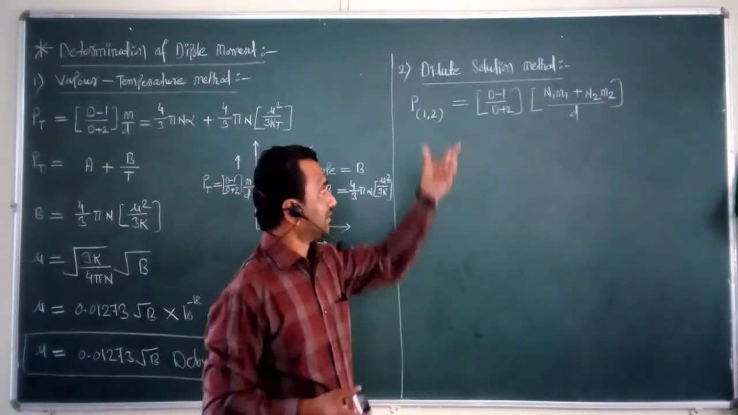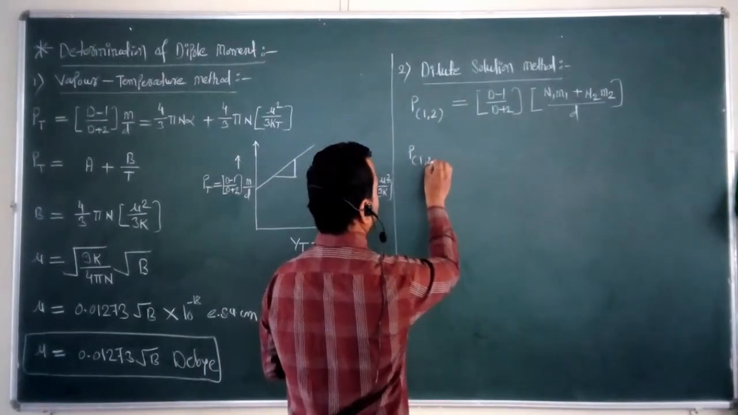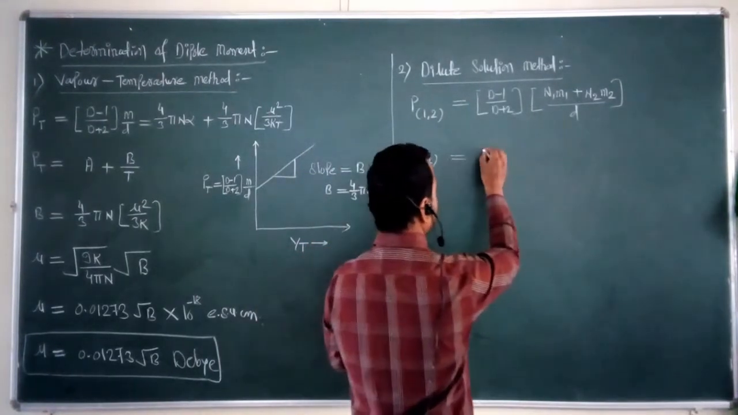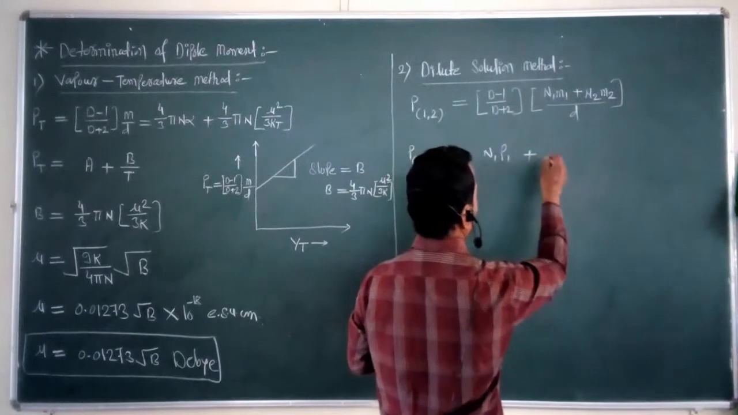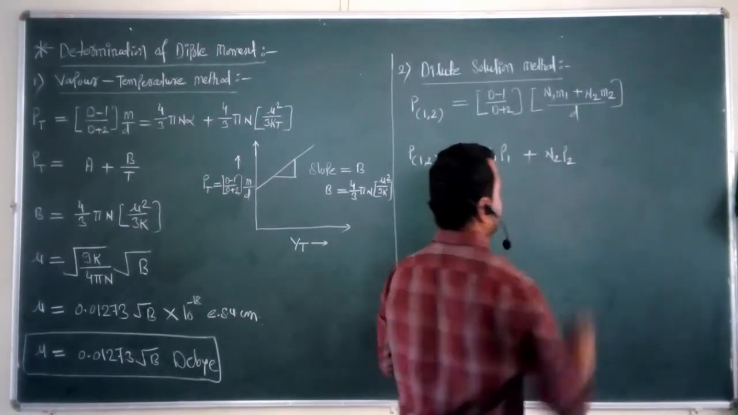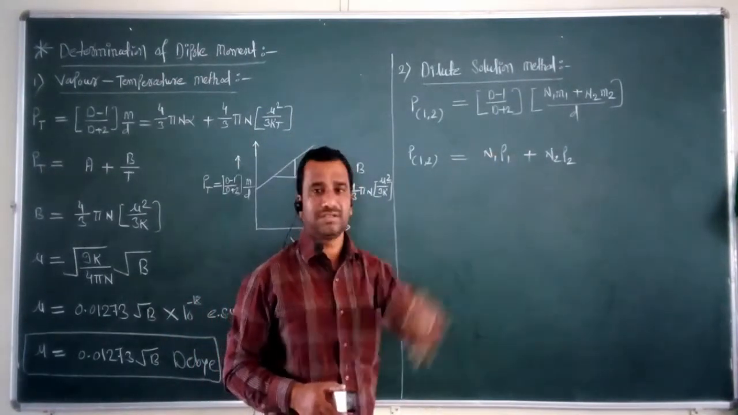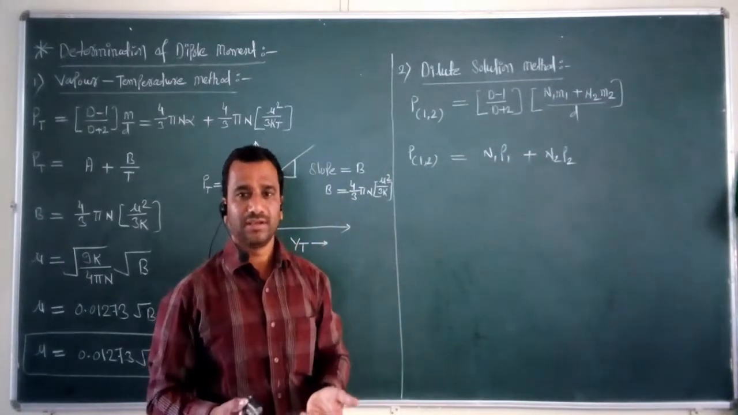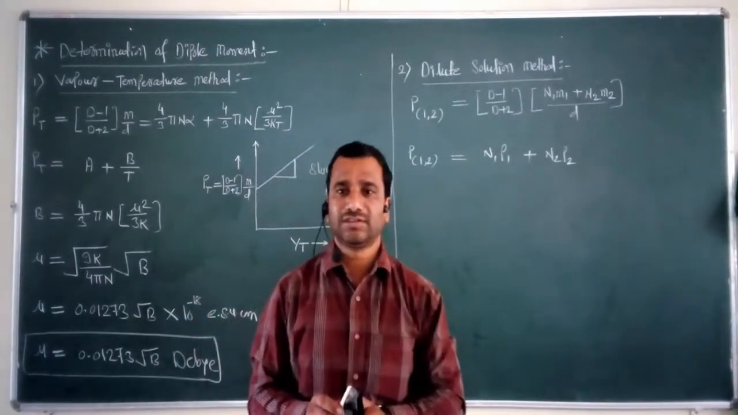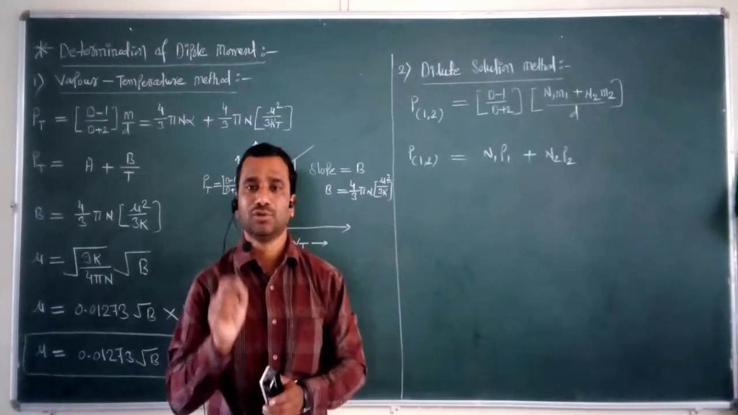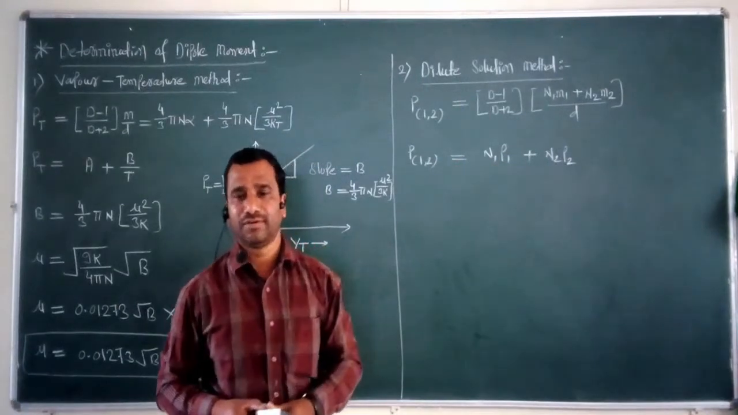The same equation may be written in another form. So this total molar polarization of a solution P1,2 is equal to N1 into P1 plus N2 into P2. So the same equation may be written in another simplified form: P1,2 is equal to N1 into P1 plus N2 into P2. In this equation, what about P1 and P2? Now P1 and P2 are called the molar polarization of a solvent and molar polarization of a solute respectively. So this is a simplified equation to calculate the molar polarization of a solution.